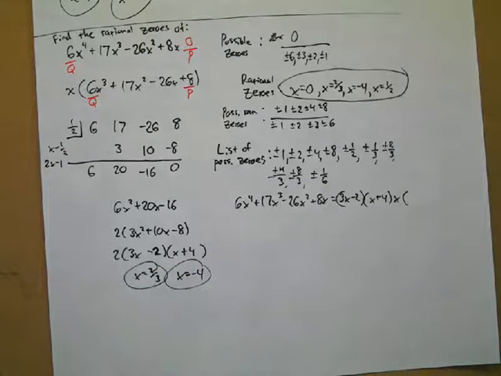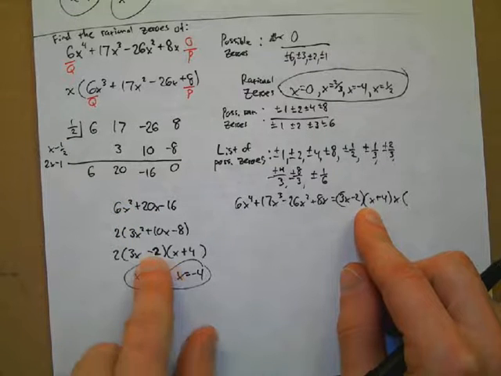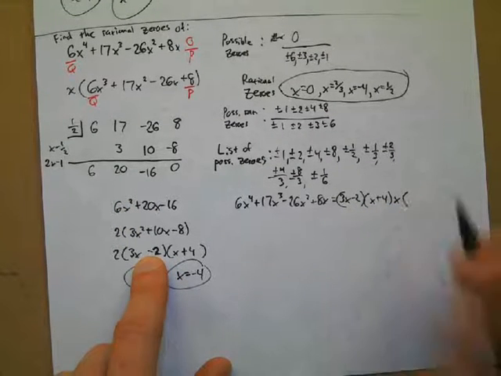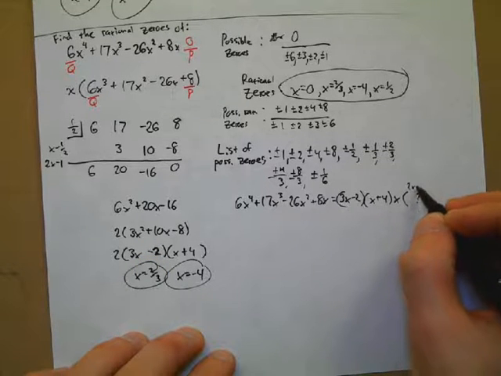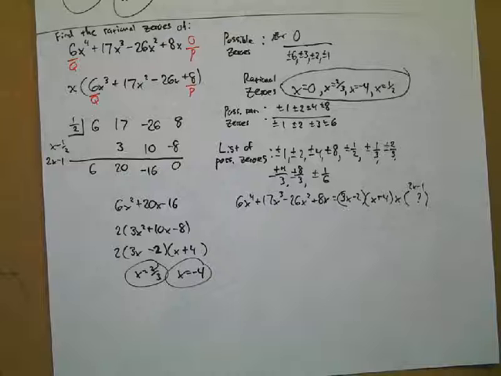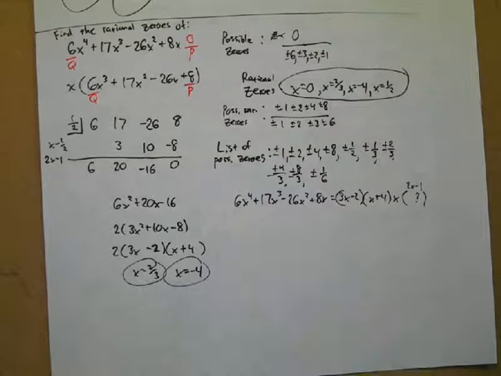Gosh, that's a lot. Okay, let me give you one to try. So y'all try this one here. I want you to find all rational zeros of x cubed minus 6x squared plus 11x minus 6.